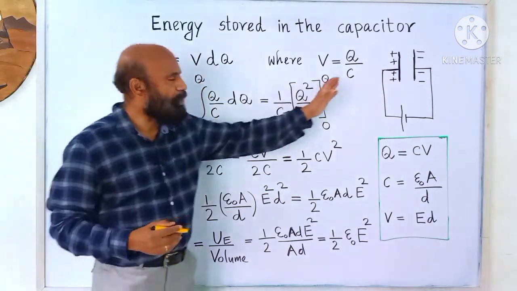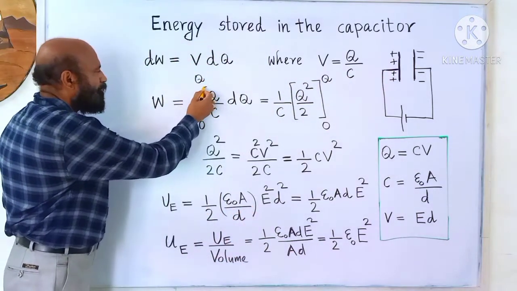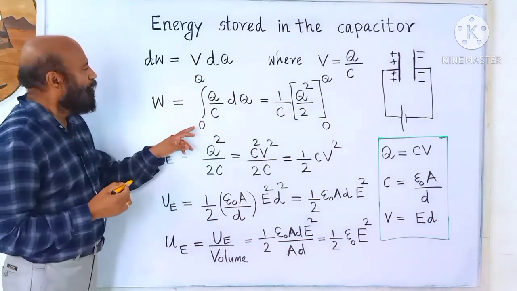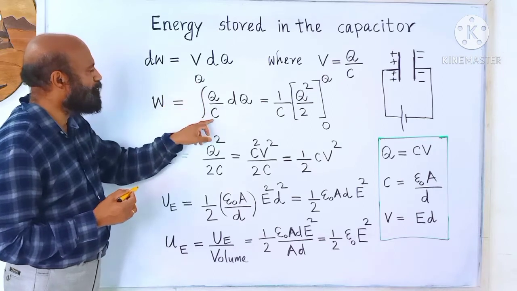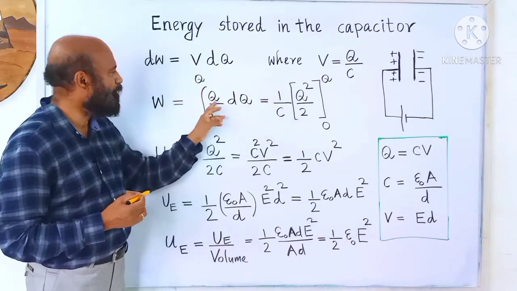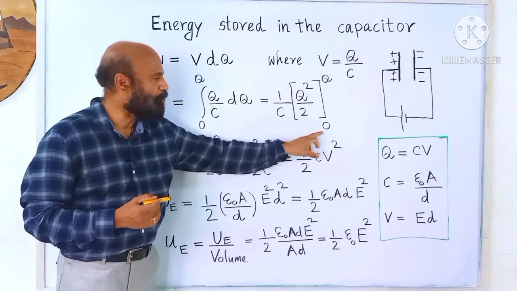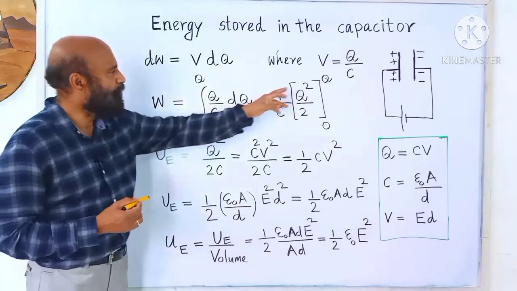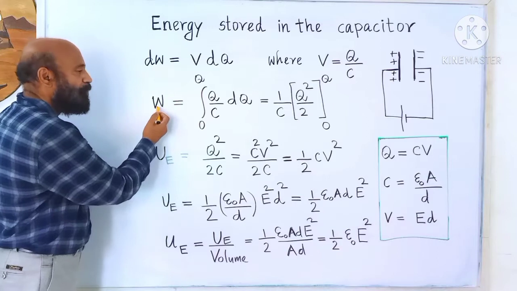Then the total amount of work done is obtained by integrating this expression. Lower limit is 0, upper limit is Q. C is a constant, so you can take it outside. Then integral of q is q square by 2. Apply the limit. Lower limit is 0, upper limit is Q. So when we apply the limit, you will get this expression for the work done.